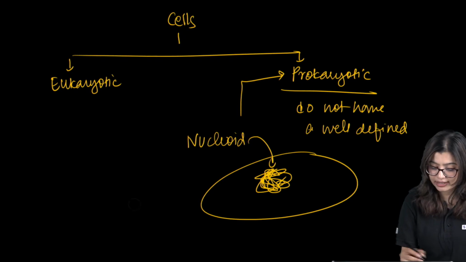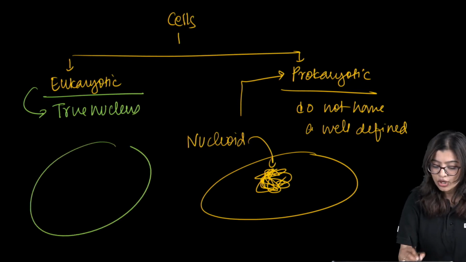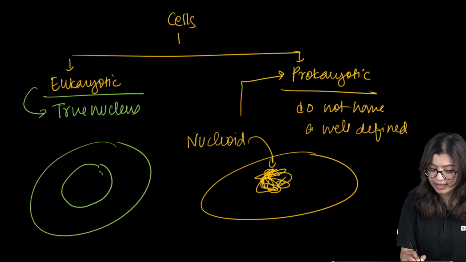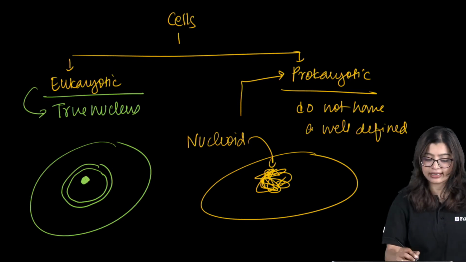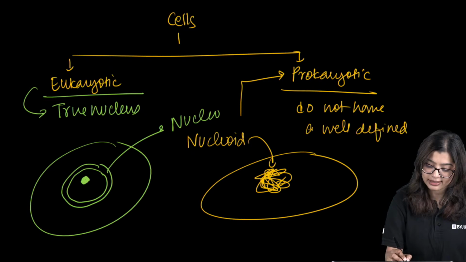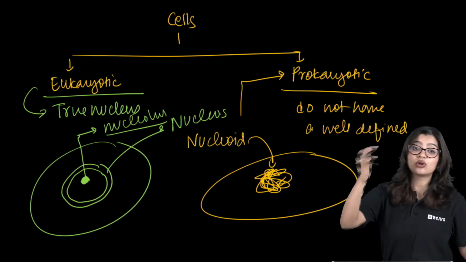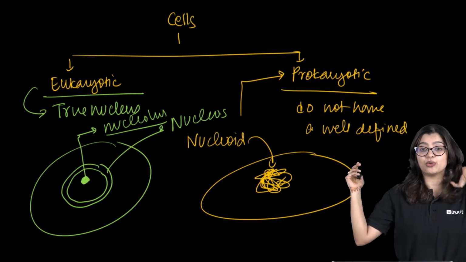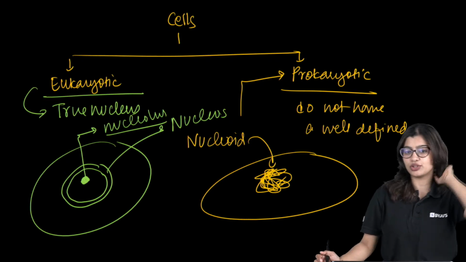While in eukaryotic cells, we see that there is a true nucleus, right? Or a proper well-defined nucleus. So if you take the cell, there will be a double membrane nucleus. Then we see that there will be a dark concentrated region. So this whole structure is called nucleus, right? Then this dark concentrated region you see is what we call nucleolus. And this nucleolus has a very important role to play when it comes to production of your ribosomes, right?